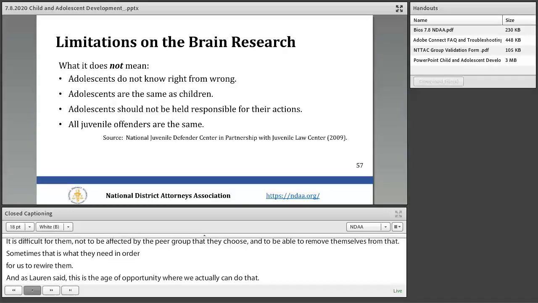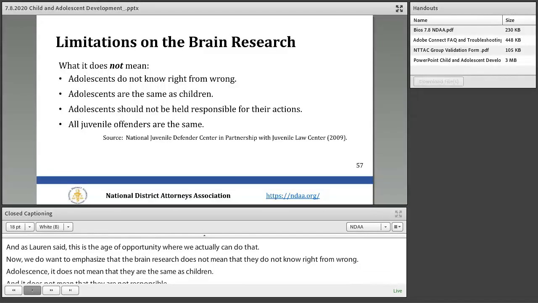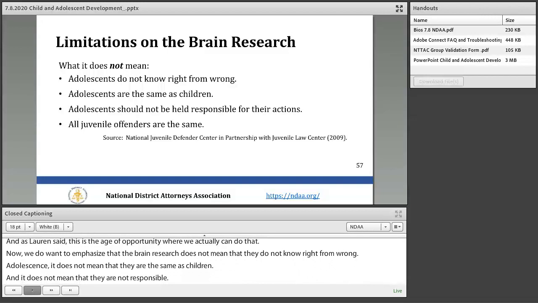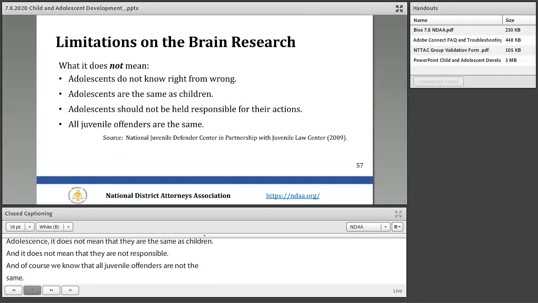Now, we do want to emphasize that the brain research does not mean that adolescents don't know right from wrong, it doesn't mean that they're the same as children, and it doesn't mean that they're not responsible. And of course, we know that all juvenile offenders are not the same. I'm fortunate here to have a really great group of public defenders, and you guys probably are too.